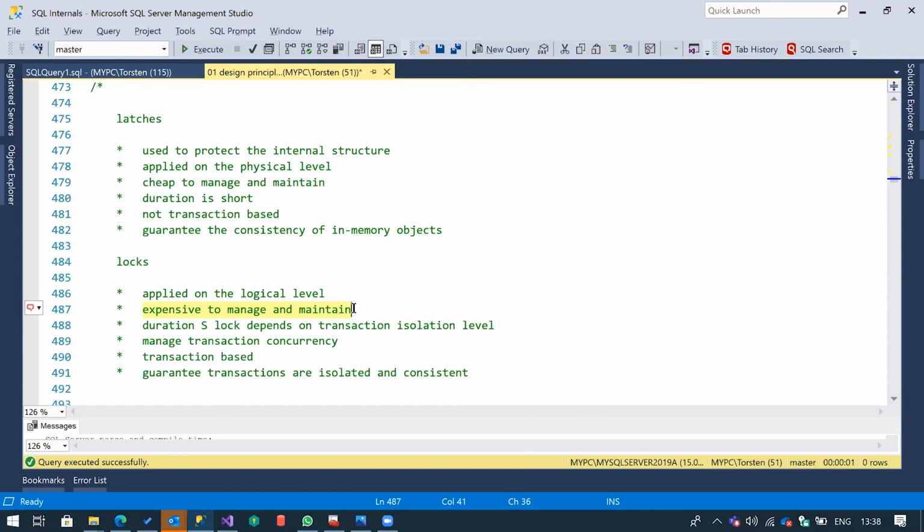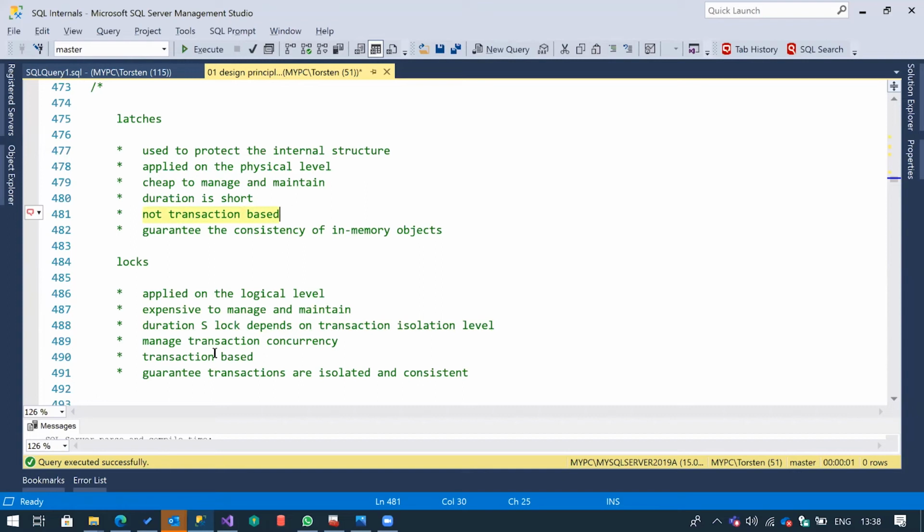And this is something which we do not have in In-Memory OLTP. That means all the overhead for the lock manager is completely gone. The duration of the latch is short. That is also why it is cheap. And for locks, this depends on the transaction and on the isolation level. And again, this is not true for the In-Memory OLTP architecture.